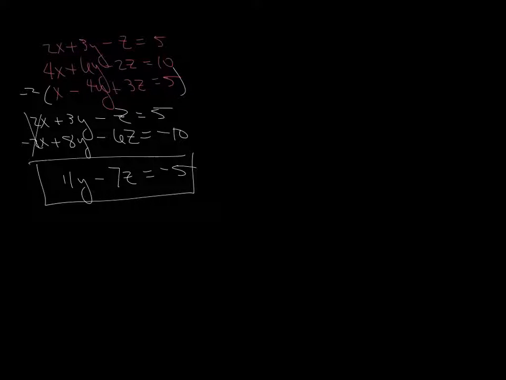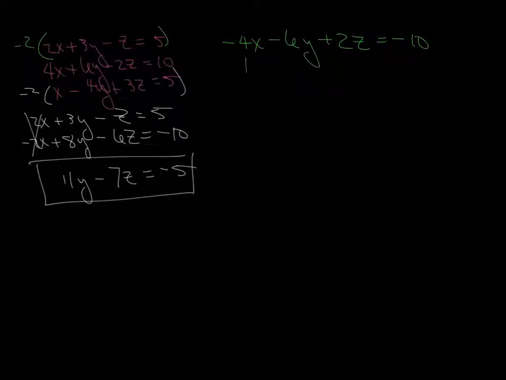Alright, so I'm going to do the same thing again. And since I got rid of the x's using the first and the third equation, I have to get rid of the x's again. So I'm going to use the first and the second one and get rid of the x's there. So I'm going to multiply this thing by negative 2, and I get negative 4x minus 6y plus 2z equals negative 10. And so I changed the first one. The second one I'm not changing at all because that's already a 4.